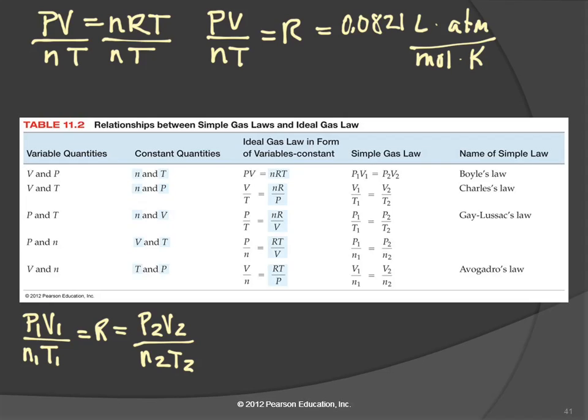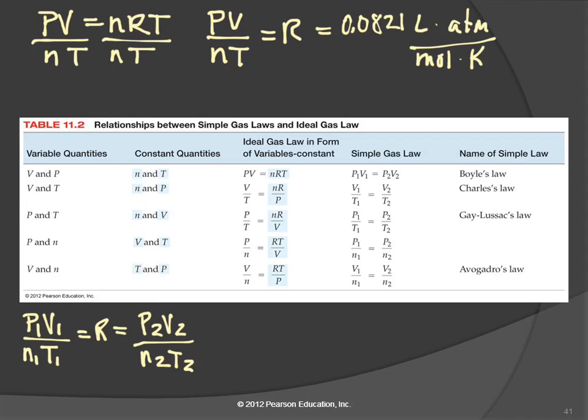So here we have, if we look at this, let's pick a color here, orange. P1V1 equals P2V2. Because if N and T don't change, if N1 is equal to N2 and T1 is equal to T2, then they cancel out, right? And we're left with Boyle's law.